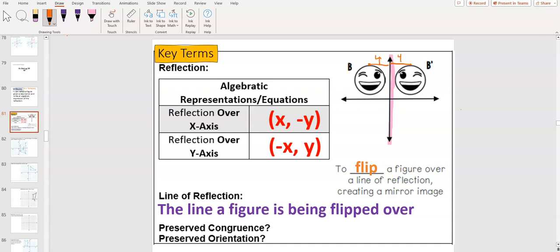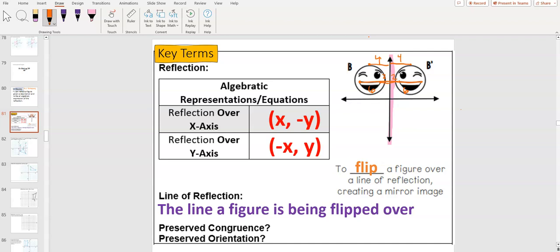So if the top of the smiley face is 4 units away from my line of reflection, then the top of smiley face B prime is also 4 units away from the line of reflection, just in the opposite direction. If the corner of this mouth is 2 units away, then the corner of this mouth is 2 units away, but in the opposite direction. All of these points are going to be an equal distance away. And that's actually how you reflect something over a line on a coordinate plane: you just count how far away this point is and then do that on the opposite side.